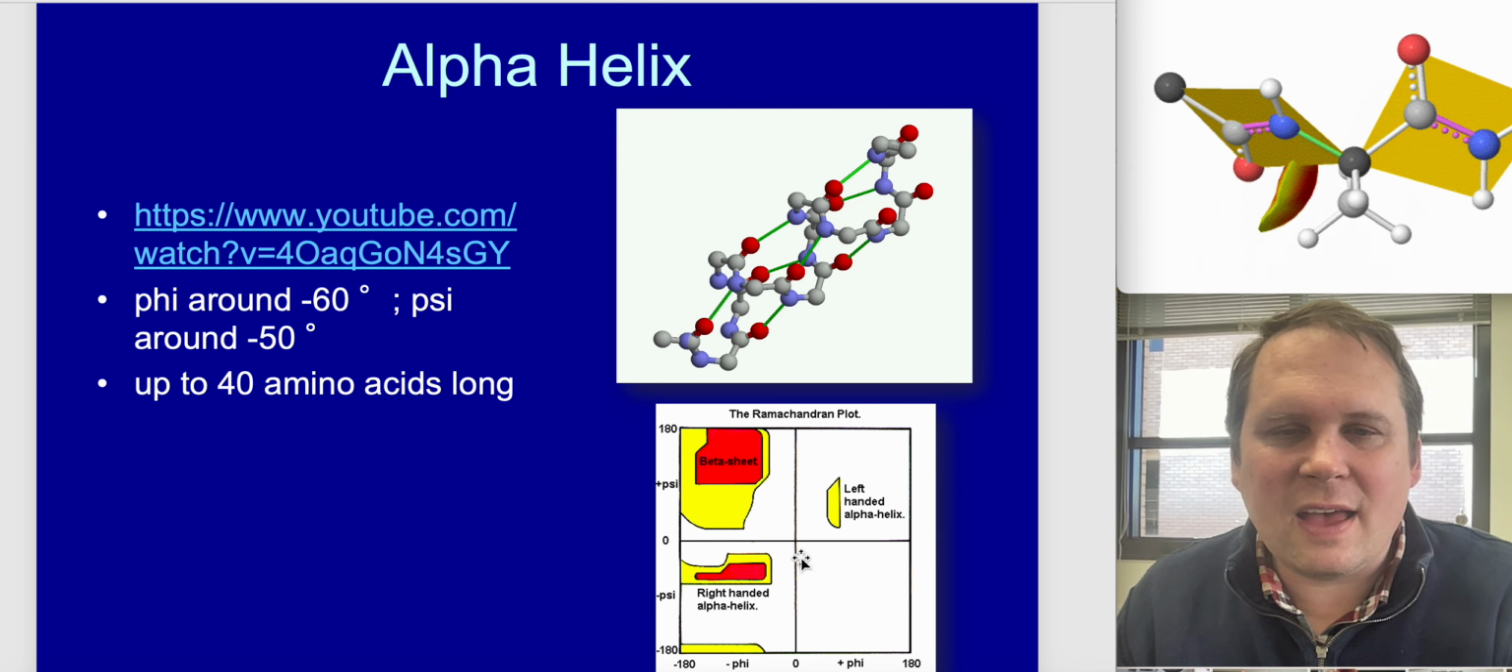Alpha helices can be big. 40 amino acids, not unheard of. There are probably alpha helices that are longer than that. I just haven't heard of them. But people find new things all the time. There's probably one somewhere that's 41.